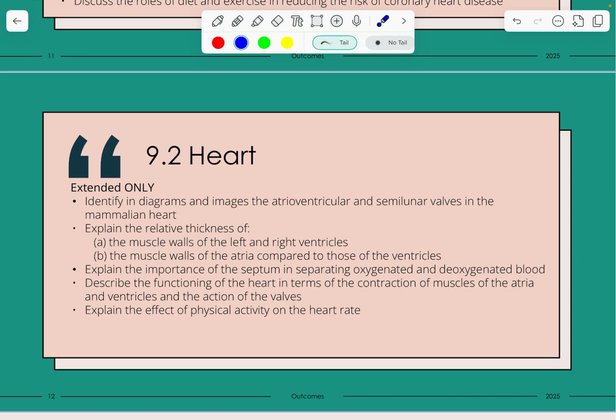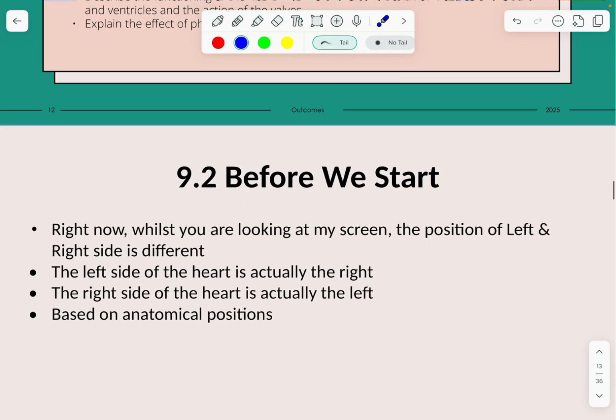You also need to know how to explain the relative thickness of certain compartments. Certain chambers are thicker than others, and why is that? We'll go through this later. And what is the importance of a septum, which separates the oxygenated and the deoxygenated blood. And describe the function of the heart in terms of how it contracts, and the action of the valves that send blood from one place to another. And lastly, we have to explain the effect of physical activity on heart rate.